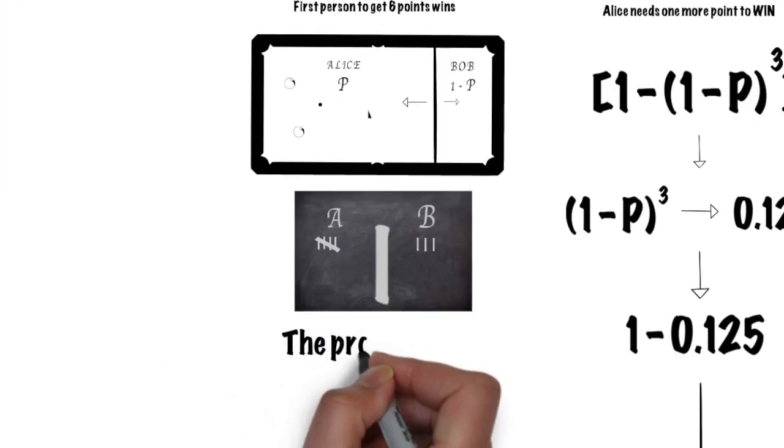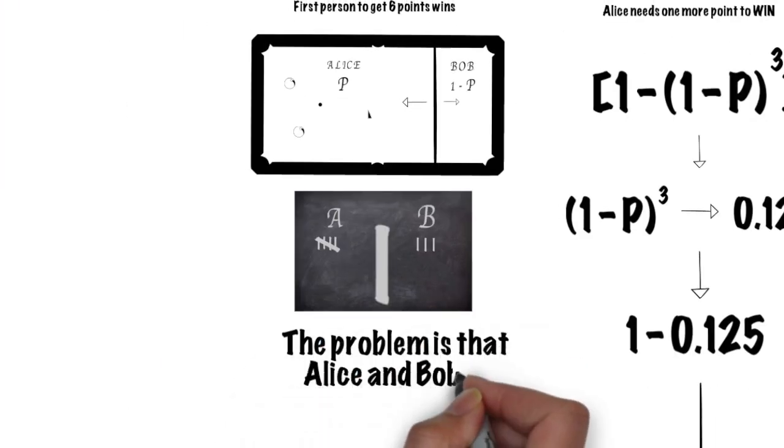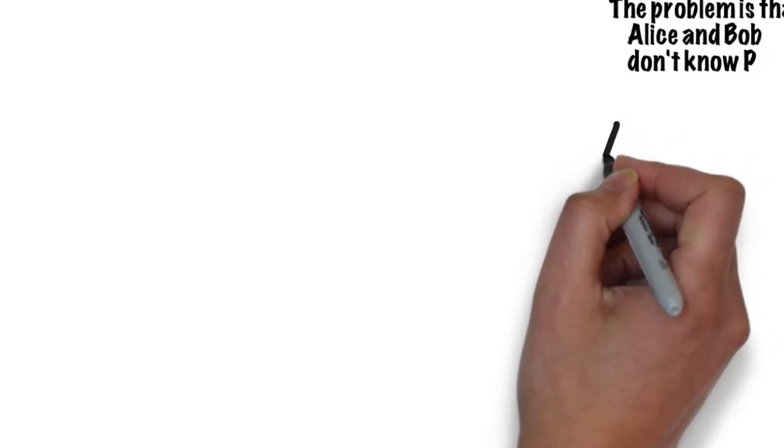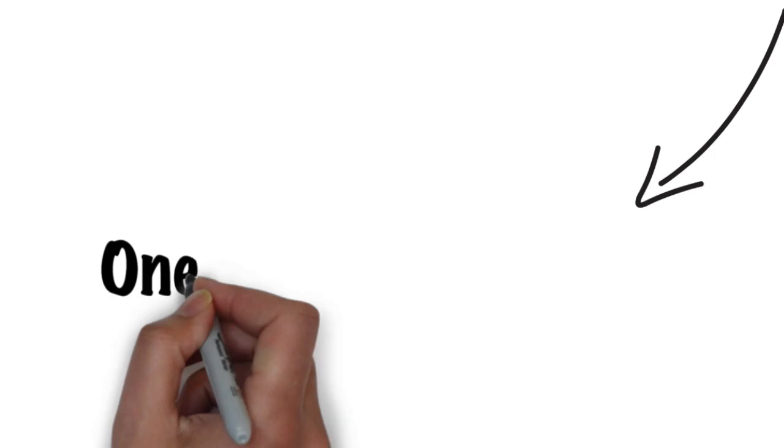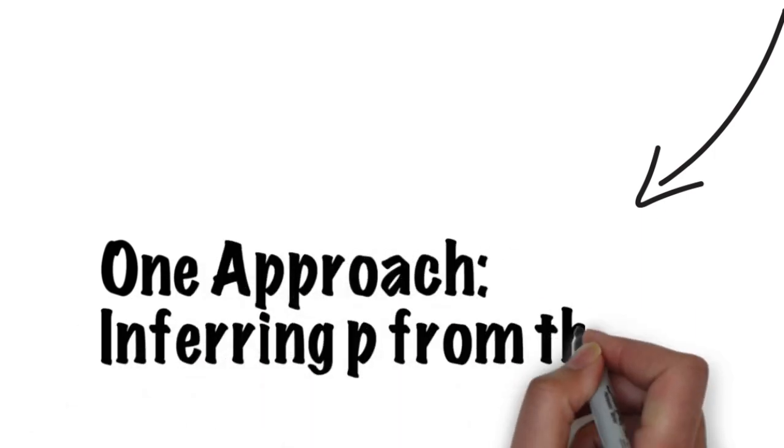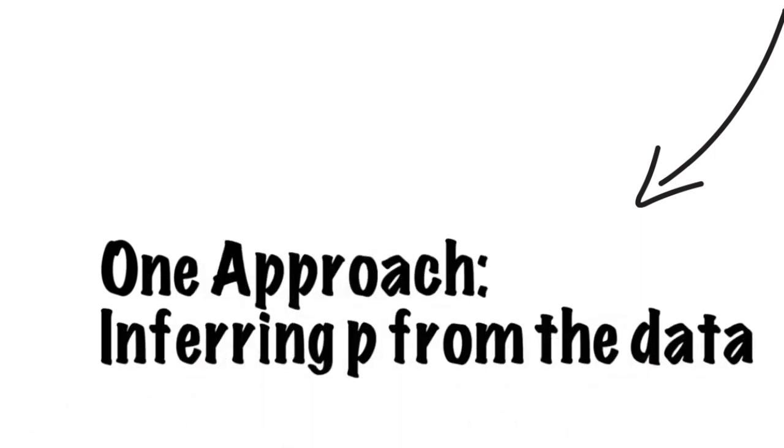Inferring P from the data. The problem is that Alice and Bob don't know P. The very fact that Alice is ahead 5 to 3 is evidence that the unknown position of the mark is probably giving Alice an advantage, but the numbers are small, and she can't be sure. Maybe the mark is in Bob's favor and he's just been unlucky so far.